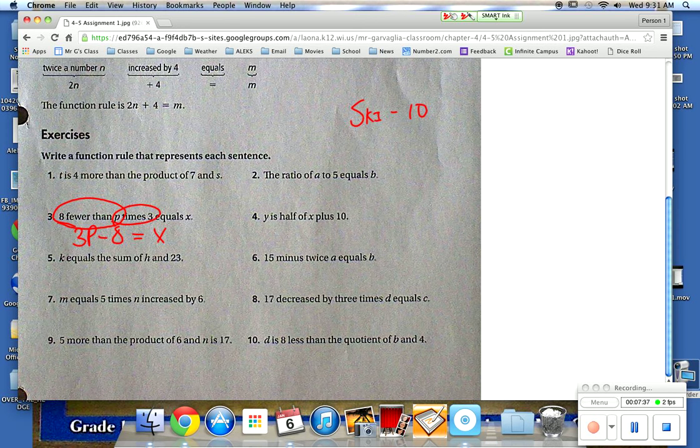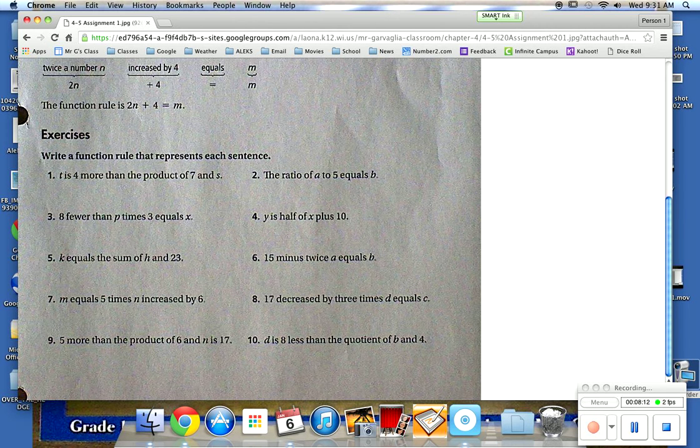Y is half of X plus 10. Y equals 1/2 of X plus 10. Y is, that's my equals. Start getting a feeling for this. It's going to take some practice to work on it.